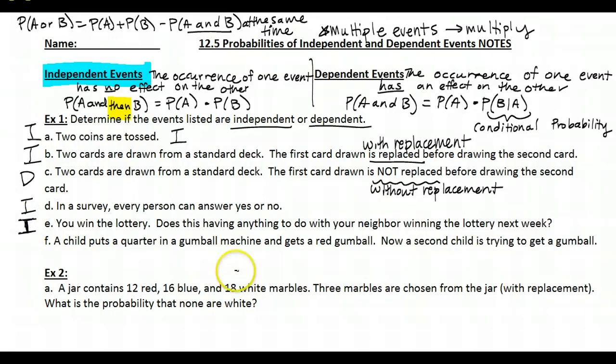And then last but not least, a child puts a quarter in the gumball machine, they get a red gumball. And now a second child is trying to get a gumball, maybe a red gumball. Now this one is dependent because once this first child takes a gumball out of the machine, there's less gumballs for the second child to pick from, so her probability or his probability is going to change.